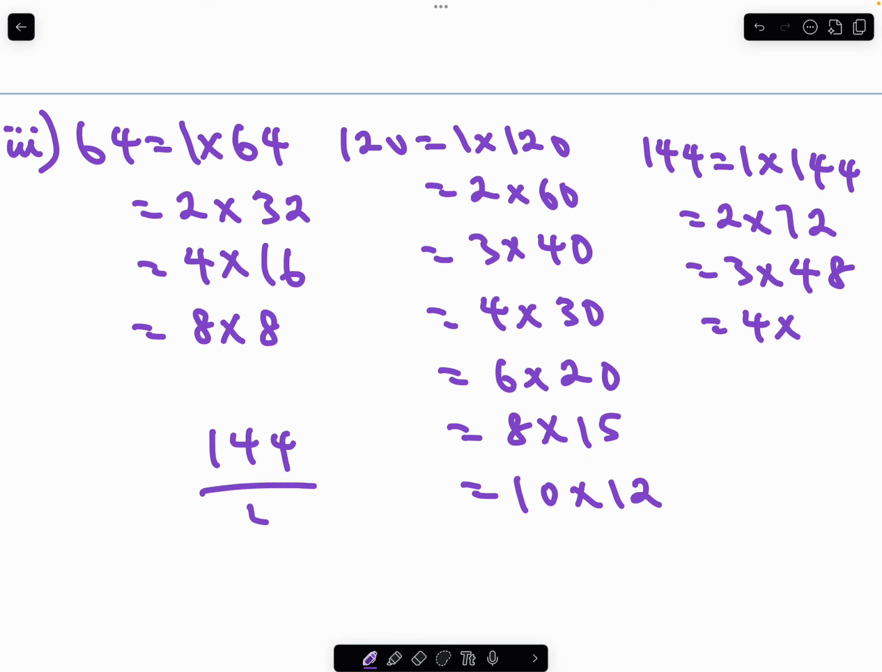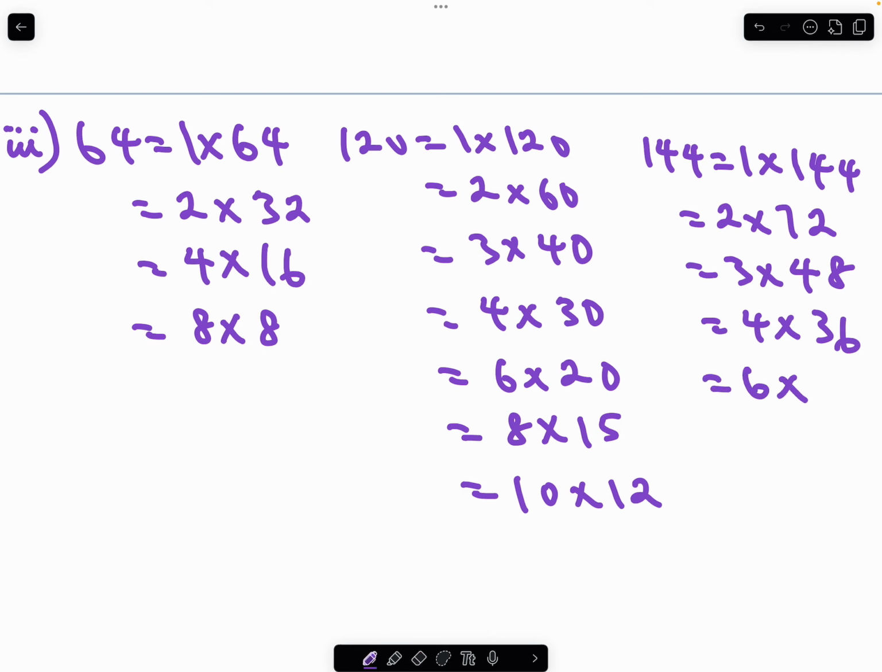Let's check that. 144 divided by 4. 4 in 14 is 3, you are left with 2. 4 in 24 is 6. So that's 4 times 36. Don't be too sure. Make sure you work it out to get the correct answer.